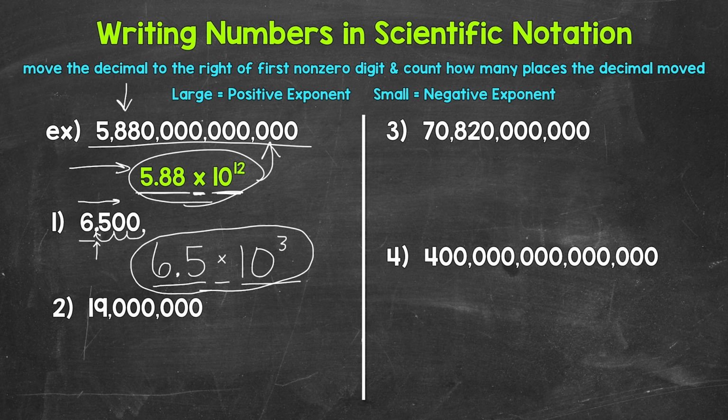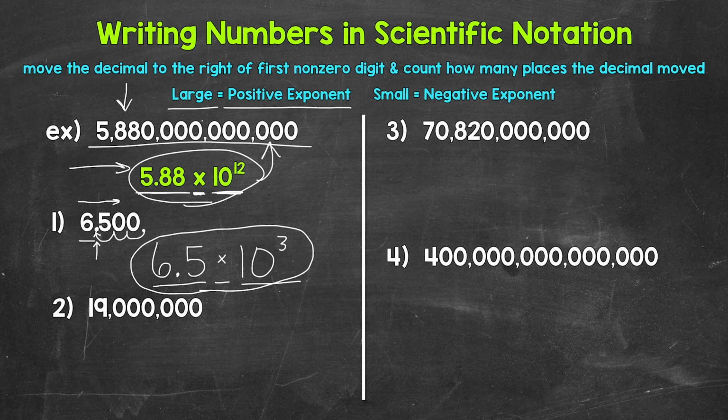Now, I do want to mention before moving on to number 2 that when we have scientific notation with a positive exponent, we are working with large numbers. When we have a negative exponent, we are working with really small numbers, and we will get to those next.